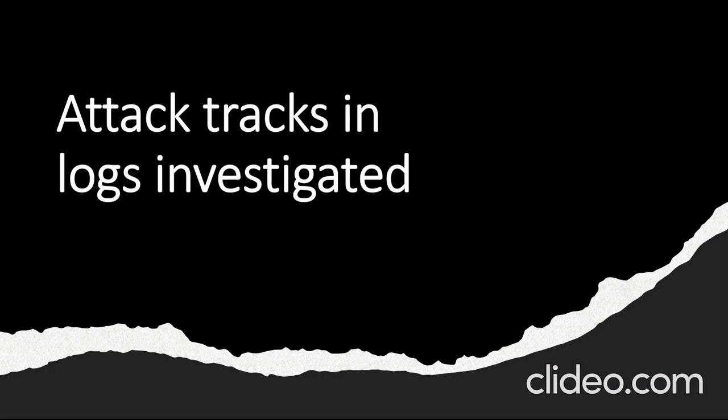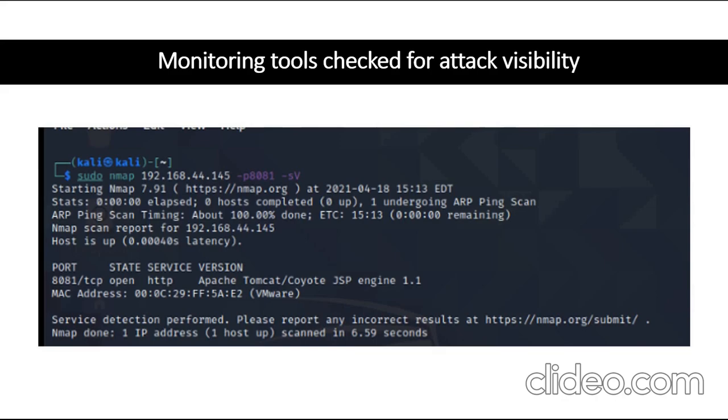Attack threat in log investigation, and yes, other monitoring tools check for attack visibility. So sudo nmap 192.168.6.1, where we added port 8081. Hackers and attackers often use 8081, and it's easy to crack that port. In this one it says it's open, it is an HTTP service, and it was a version of Tomcat. So here we use Tomcat Apache to exploit the VM.